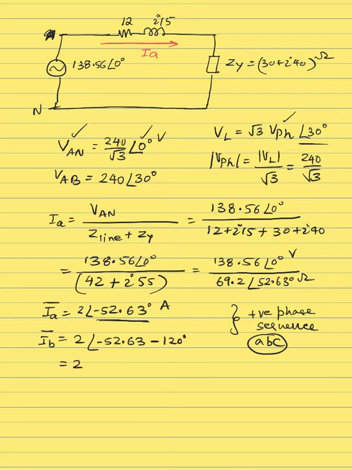So you don't need to do the entire calculation. You just use the information given that it's a positive phase sequence system. That gives the angle in degrees and amperes. Same as for phase C.